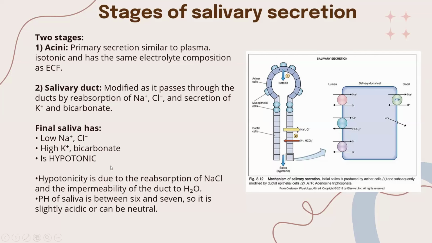Hypotonicity is due to the reabsorption of NaCl and the impermeability of the duct to H2O. We'll talk more about this when we get into more details. The pH of the saliva is between 6 and 7, so it is slightly acidic or can be neutral.